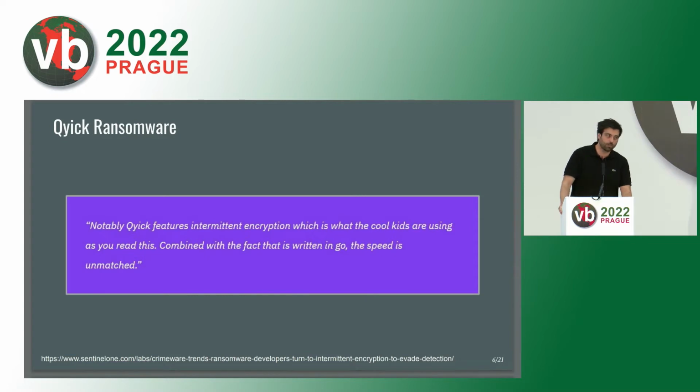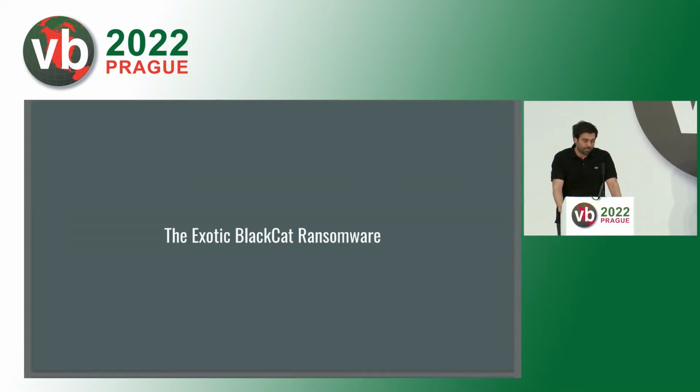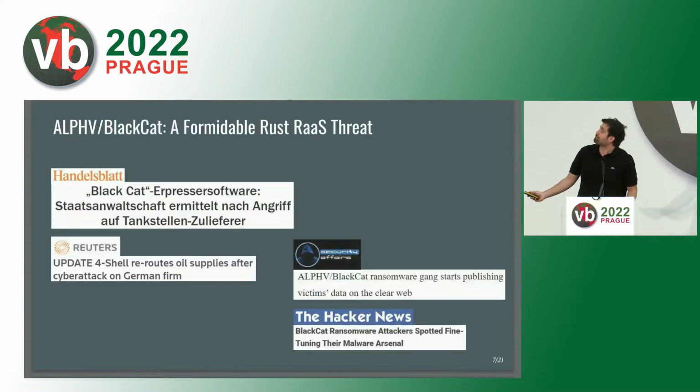And we have the Qyick ransomware, which is maybe the newest member in this group. We still haven't found a sample to analyze it. I still haven't taken a look at its encryption techniques, but we observed the author boasting on underground forums about how they do intermittent encryption, which is what all the cool kids are doing these days. And we thought, okay, fair enough, we will include it in this list. And finally, we come to the BlackCat ransomware, which is basically in the focus of this talk.